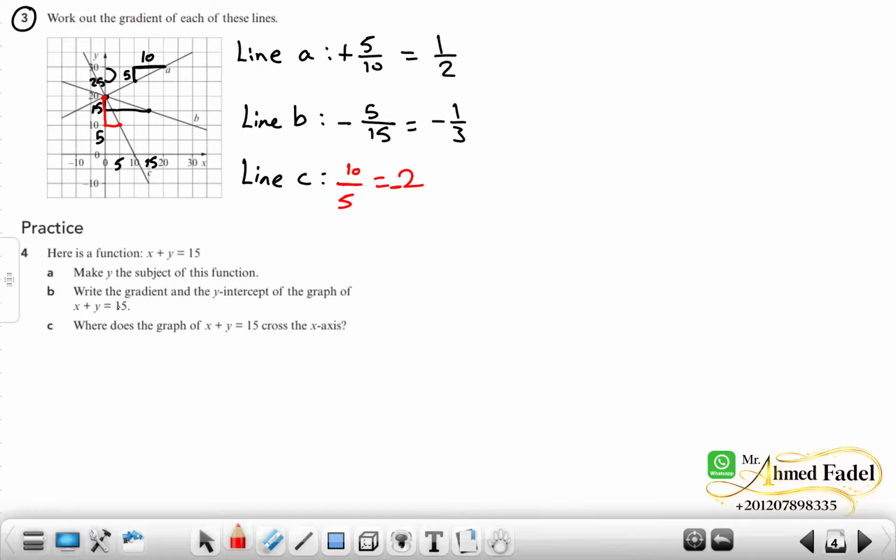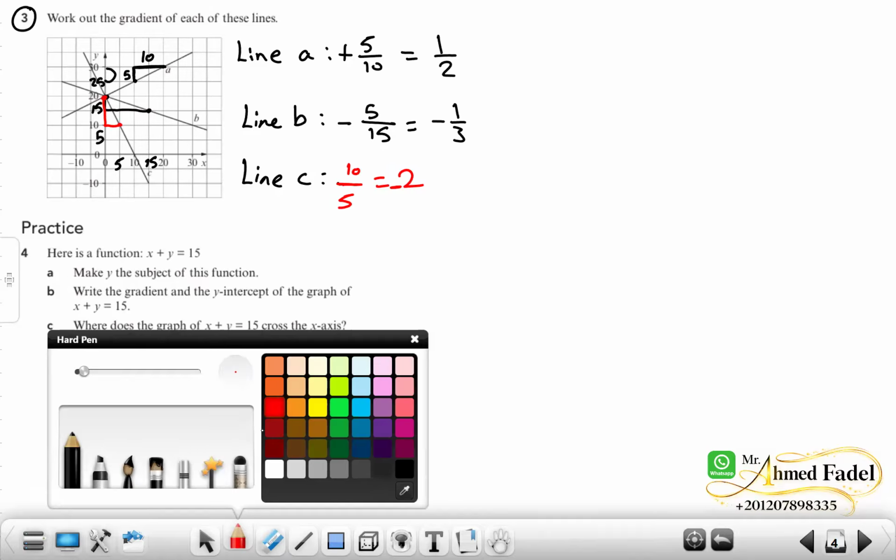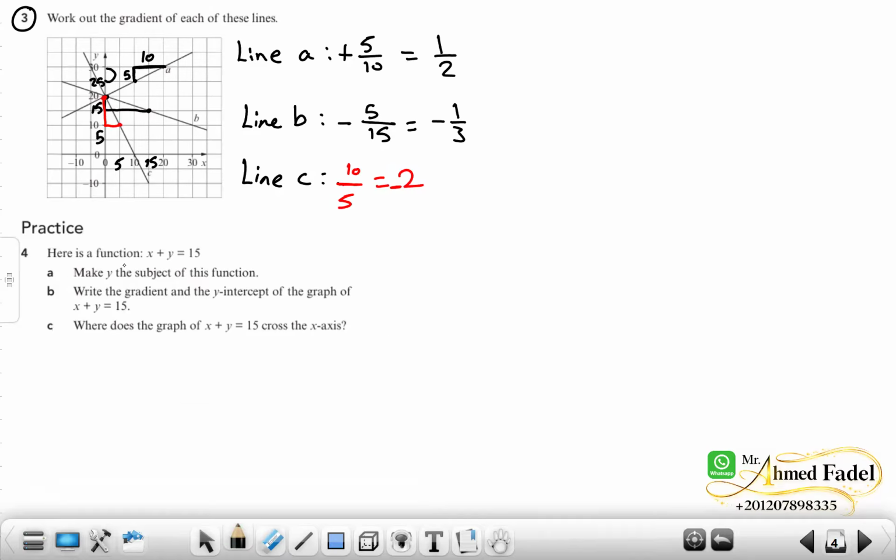Here is the gradient. Question 4. In question 4, they're saying here is a function, x plus y equals 15. Make y the subject. Very easy, Mister. y equals 15 minus x. Write the gradient and the y-intercept of the graph x plus y equals 15. Gradient is negative 1 because it's always the coefficient of x. Never think about it as 0. x means 1x. Negative x means negative 1x. And the y-intercept is actually 15.